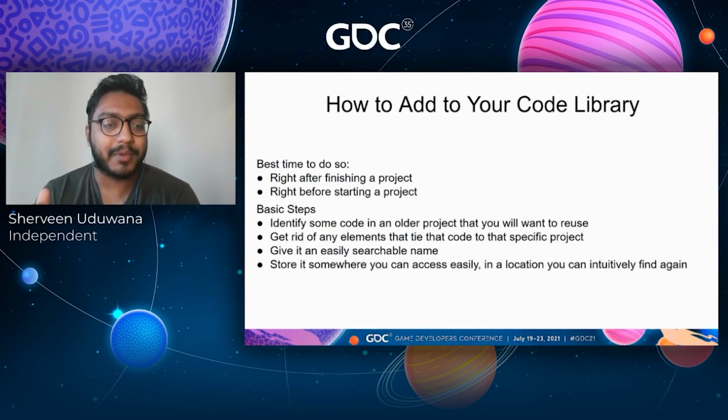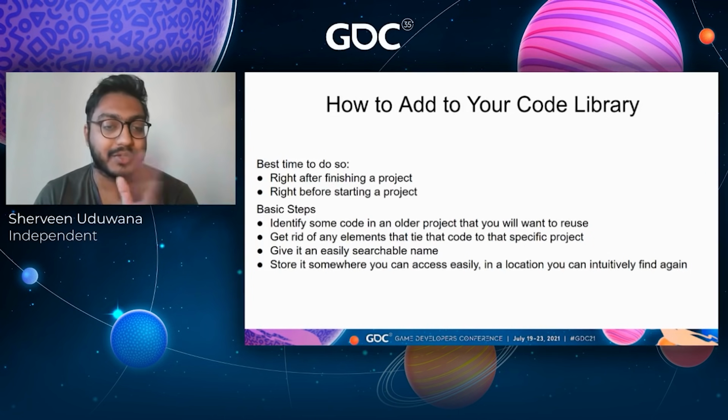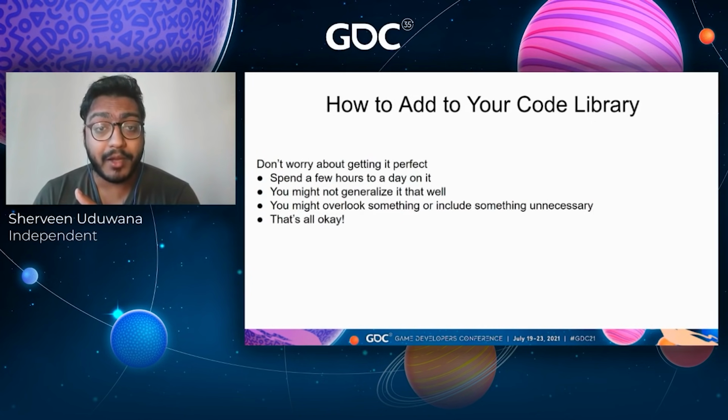I mention this step because I think often when we're working on a project, the code or assets or whatever are really specifically named. So you want to generalize that as well. And then just store it somewhere you can easily access, somewhere you can intuitively find it, right? So make sure that you have a file organization system, and I'll get into that a bit later.